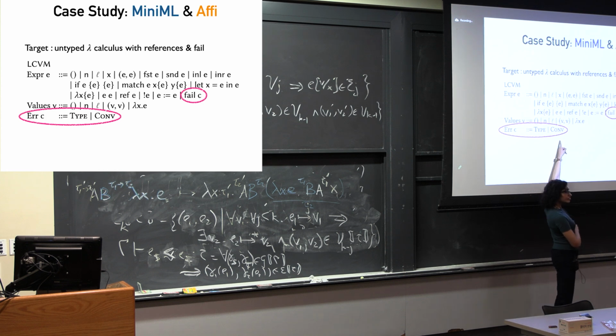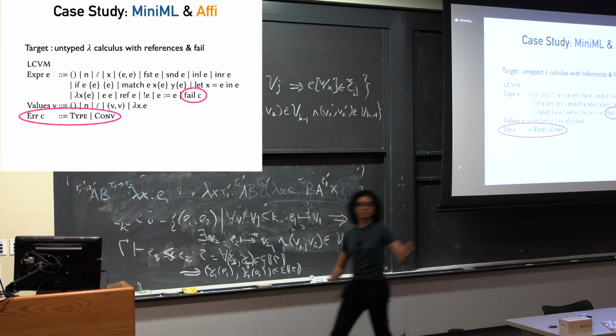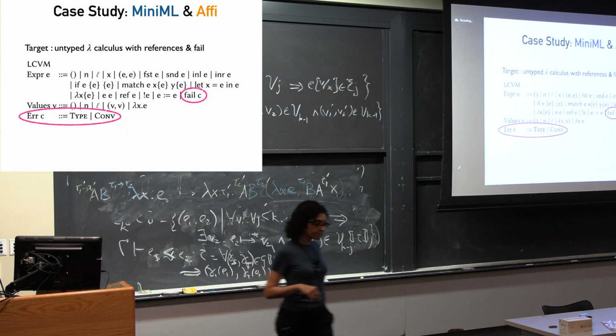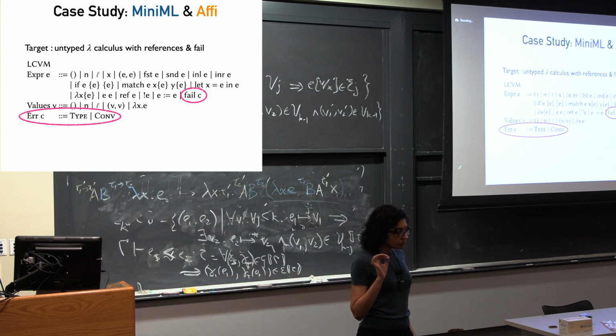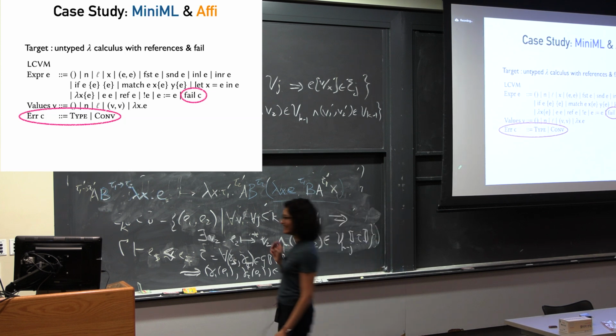But there can also be conversion errors. Those will arise if ML is trying to use an affine thing multiple times. Okay? That arose because I had a dynamic check that caught an interop error. That's why that is there. Yeah. Can the affine language use an ML name multiple times? Yes. Yep. It can.